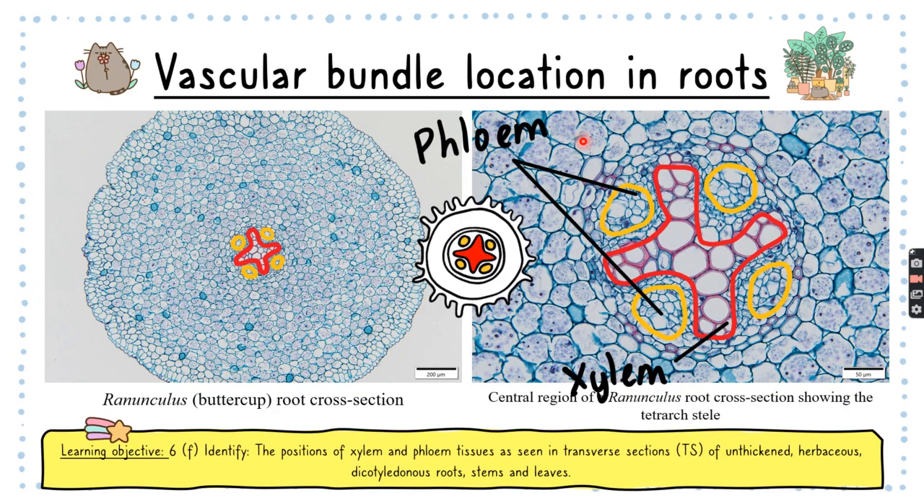So when you are drawing this, if you ever see a picture that is like this and it is clearly the root, make sure that you're just drawing the shape just like that. So just draw mostly something like an X shape with circles at the side. That is how you draw the vascular bundle location in the roots.